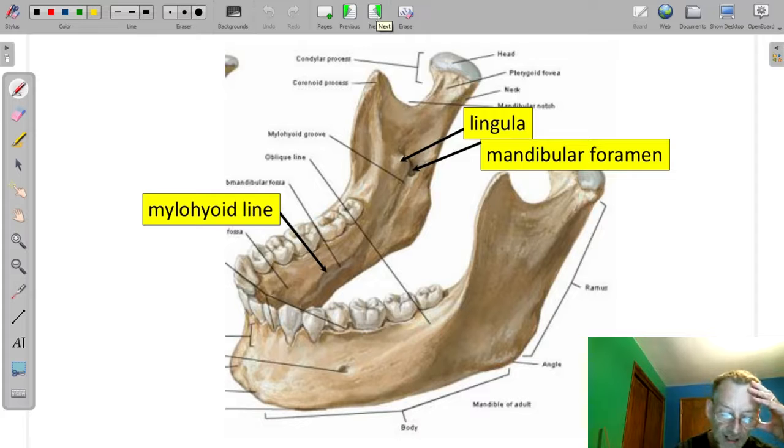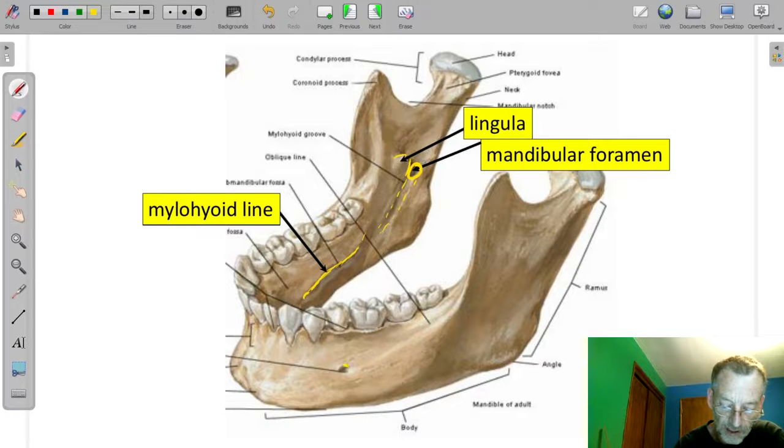Mylohyoid line is a feature of the mandible. It's a ridge, it's a line that goes along like that. It's a ridge, and that's where the mylohyoid muscle attaches, which we'll come to later. The lingula is this little tab that sticks up. There's a ligament of the temporomandibular joint that attaches there. And then there is the mandibular foramen here. And this is the entrance into the mandibular canal, which is going to be the supply route for blood and nerves to the teeth and the bony tissue. So it extends down in deep inside the mandible. So that's the mandibular foramen.